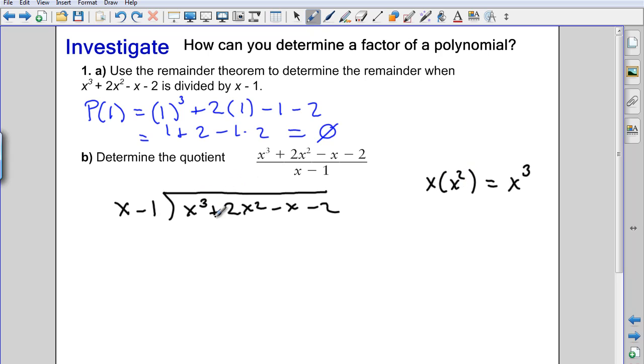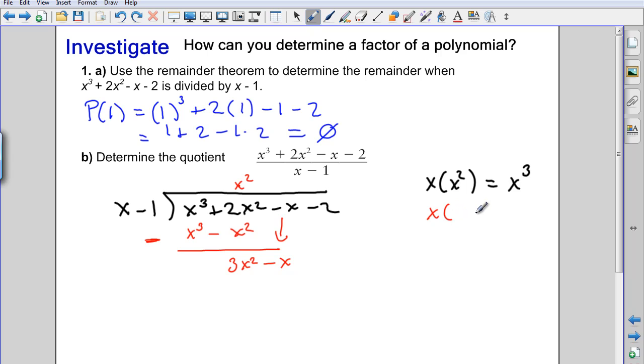Because it's a binomial, we put it after the second term in the dividend. So that would become x cubed, x squared. And we would distribute the x squared through the binomial. First term should be x cubed minus x squared. The operation is subtraction. First terms disappear. 2x squared subtract a negative x squared is 3x squared. Bring down the following term and repeat.